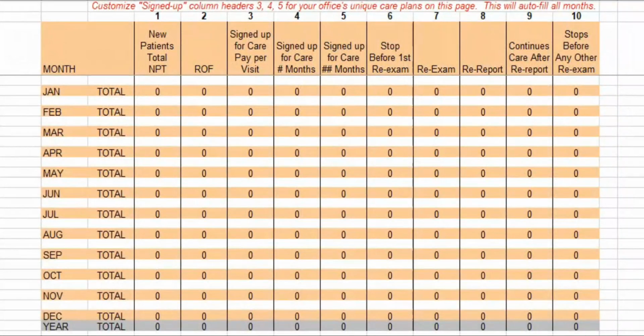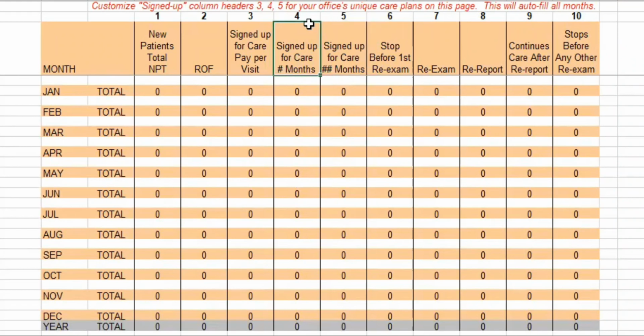Now, what really makes this one different is what we see in the brown section over here. We're going to be taking a look at not only the number of new patients, but how many reported findings we did. How many people of these reported findings signed up for care, pay per visit, or for a bigger plan, one to two months, or possibly a bigger plan, six months to a year.